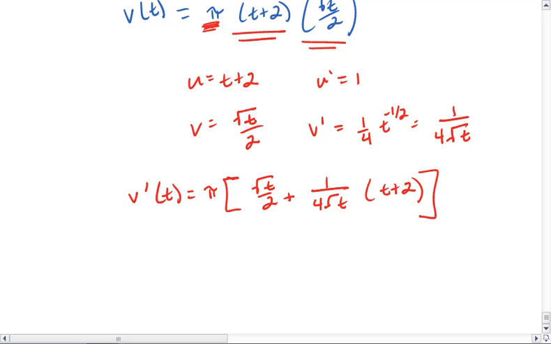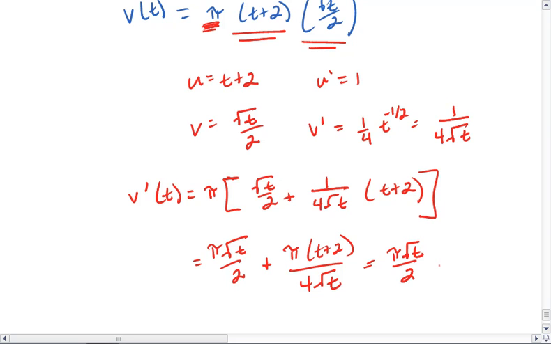Okay, so distributing the pi again, we get pi root t over 2 plus pi times t plus 2 over 4 root t. Which then also equals pi root t over 2 plus pi t over 4 root t plus pi 2 over 4 root t.